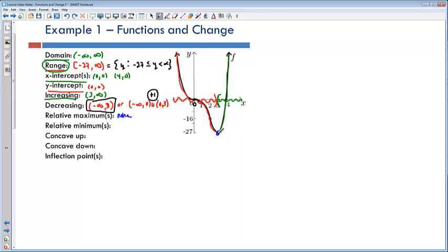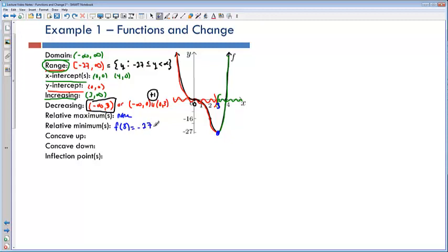So relative minimum occurs here. For the minimum, you have to give me the output. You don't have to give me the input if you don't want to, but you have to give me the negative 27. I just tell you guys, just write down the input and the output. So f of 3, because the input value here is 3, and the output value is negative 27.